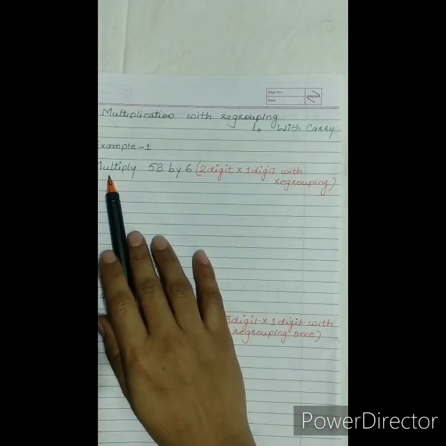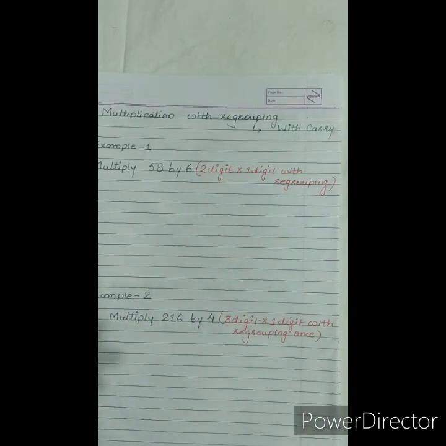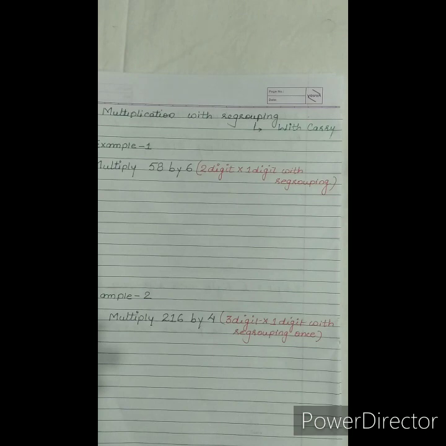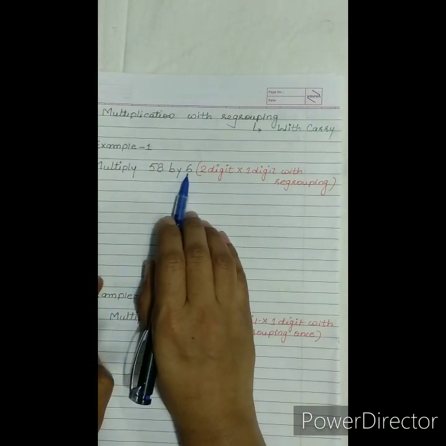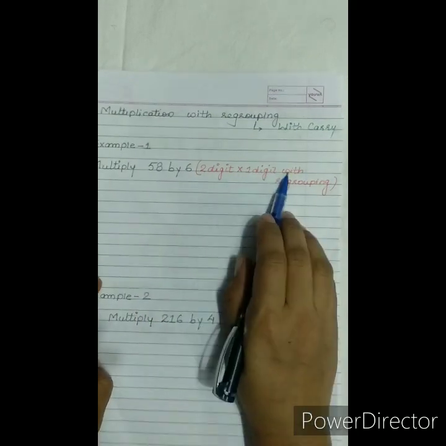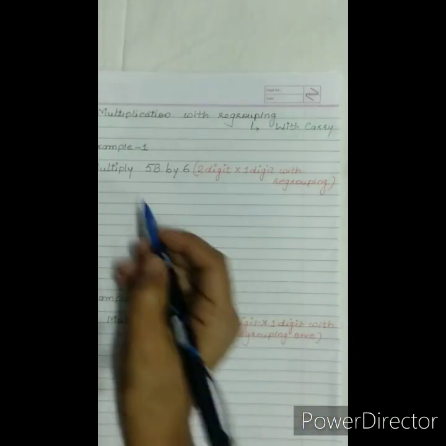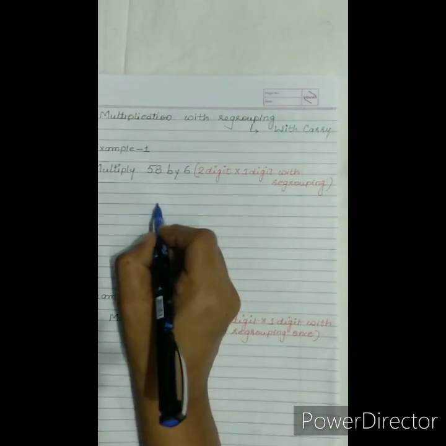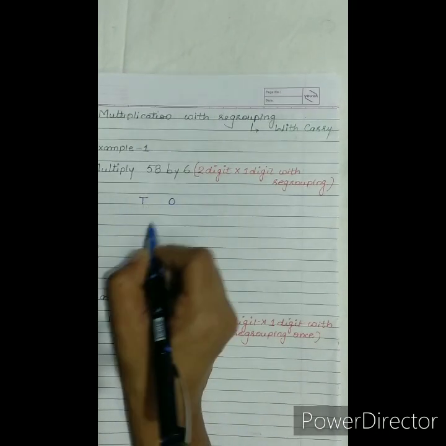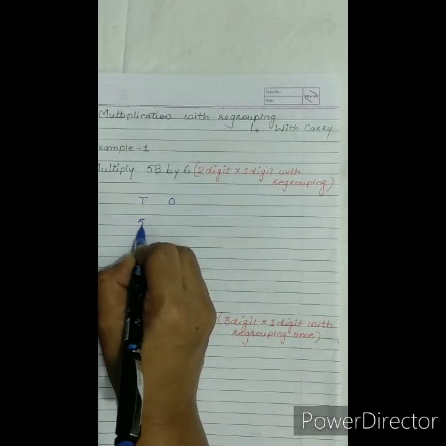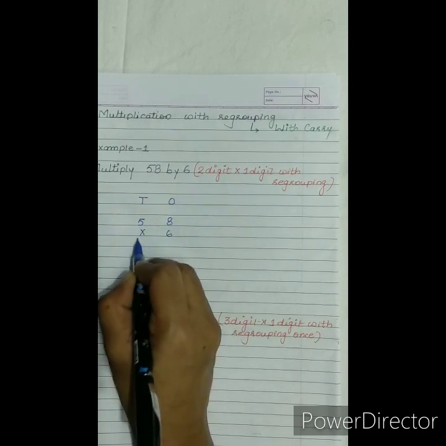First example is multiply 58 by 6. Here, look, 2 digit multiplied by 1 digit with regrouping. So let's start solving. First we will write places, ones, tens, 58 multiplied by 6.